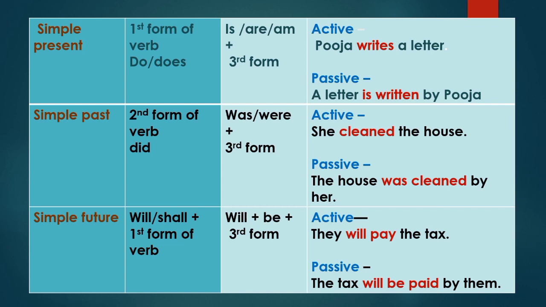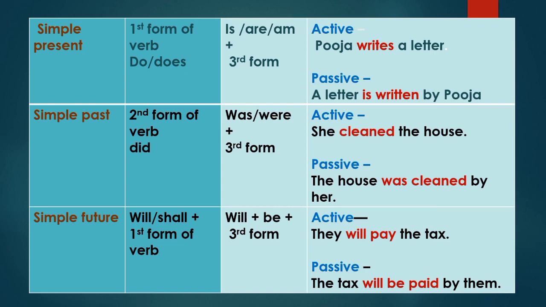In the same way, when we have to convert the simple past, as we have an example here, she cleaned the house. Subject, second form, and then object. Then we will use the house at the first and we will use was cleaned, which is a continuous form of simple past. Then the house was cleaned by her.